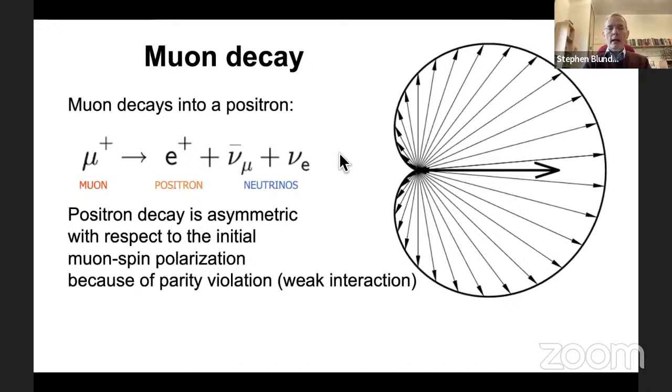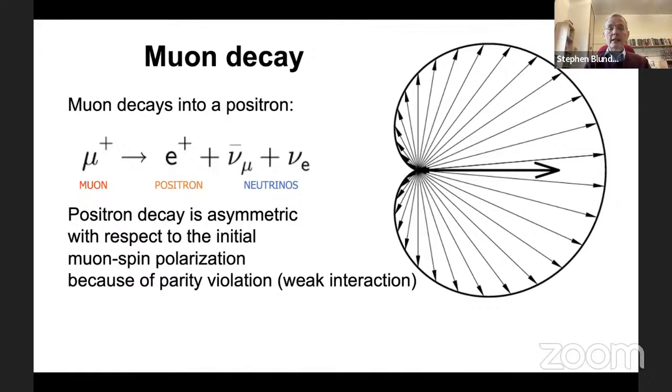The crucial point is that this decay is asymmetric. So what I'm showing here is the muon spin pointing to the right. And what I'm showing in this cardioid, in this pattern, is the probability in which the positron is likely to be emitted. And this takes this particular form. It's quite a complicated form, but the crucial thing to notice is that the positron is most likely to be sent out in the direction of the muon spin, and it's very unlikely to be sent out in the reverse direction. In fact, if you do this accurately, it does depend on the energy of the positron.